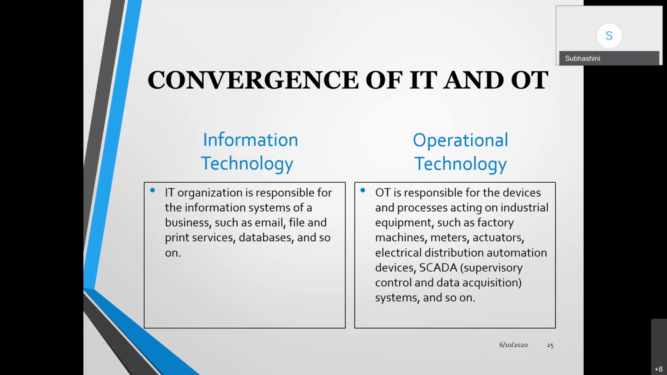Okay, so the device level is what we have as OT, and the data level is your IT. So that's what you have in the picture. Please observe, IT organizations, what do they do? They basically take care of data in different forms. It can be through emails, files, print services, databases, and so on. So basically, it handles your data.